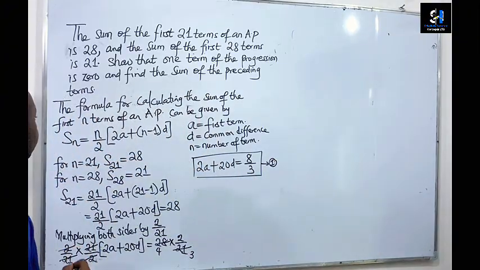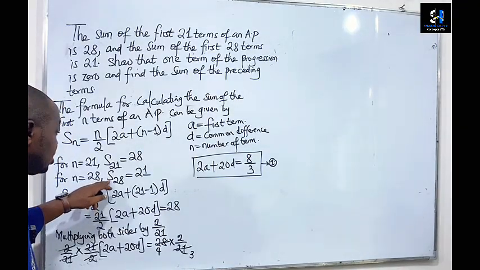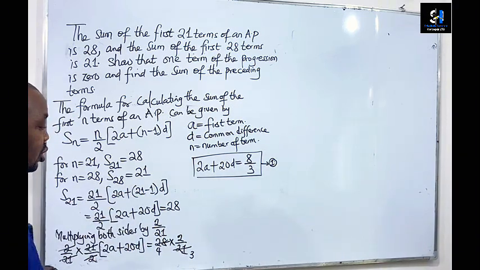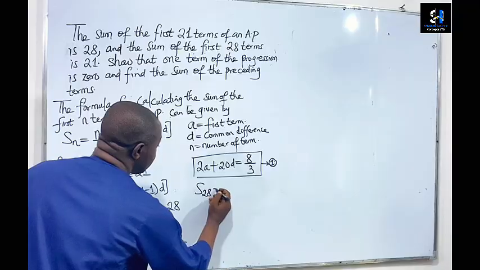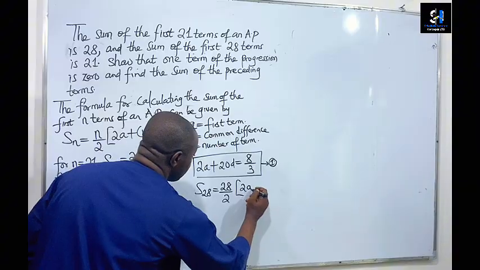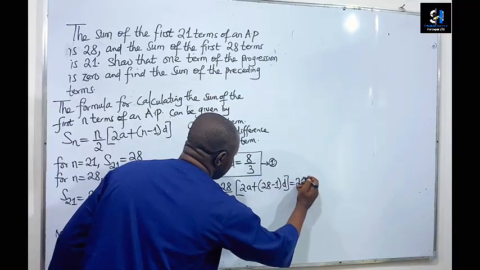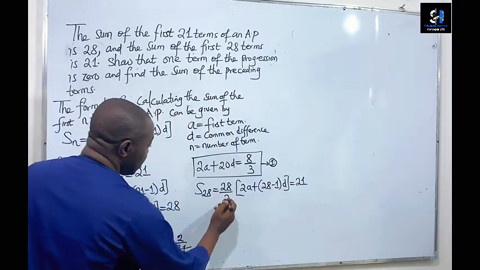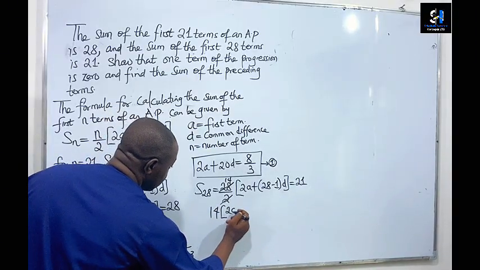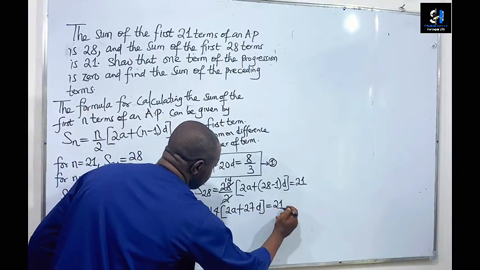Again, for n equals 28, S subscript 28, which is the sum of the first 28 terms, equals 21. That will be 28 over 2 open square bracket 2a plus 28 minus 1 times d, equals 21. So 28 divided by 2 is 14, and this will be 14 open square bracket 2a plus 27d equals 21.